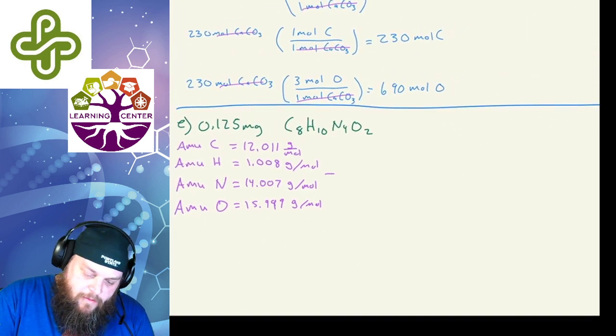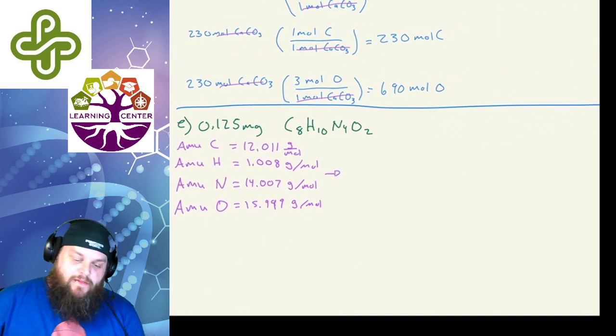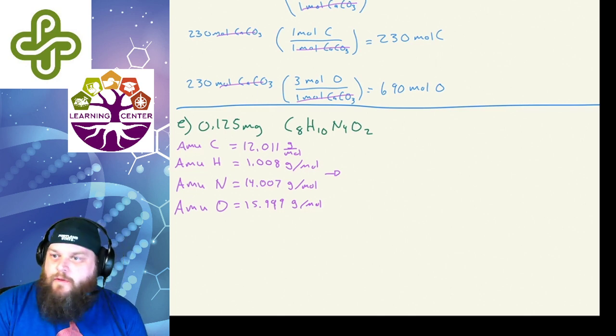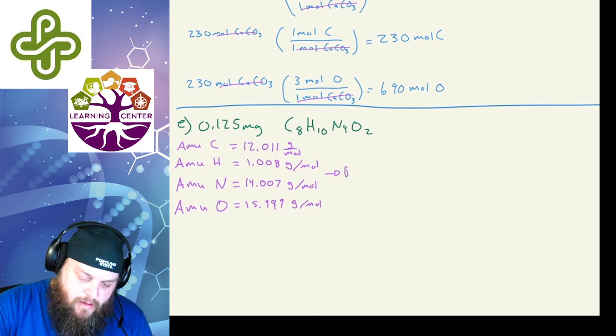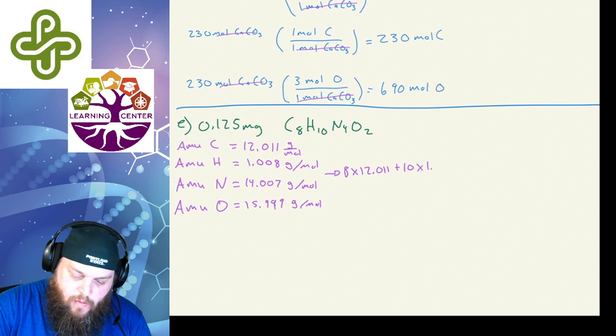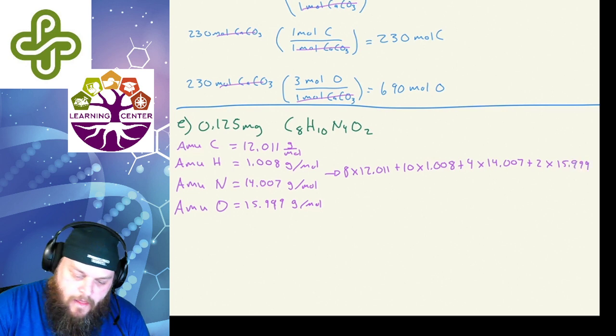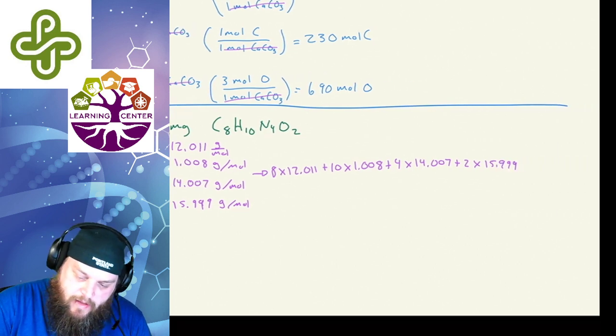And now we need to figure out the molecular mass of this. So it's just the same as we did before. We just have a lot more coefficients to work with. Now it's 8 times 12.011 plus 10 times 1.008 plus 4 times 14.007 plus 2 times 15.999. The units for that is grams per mole.